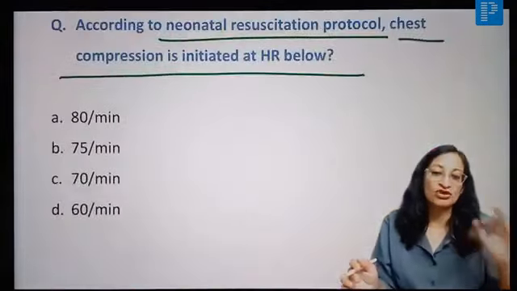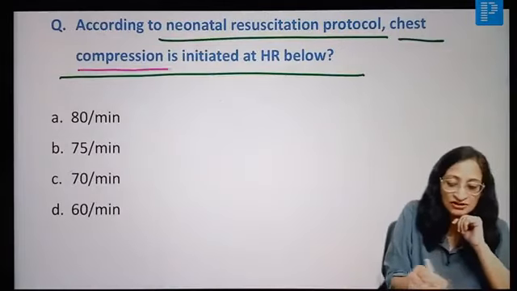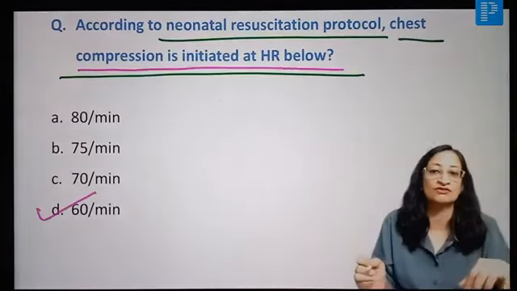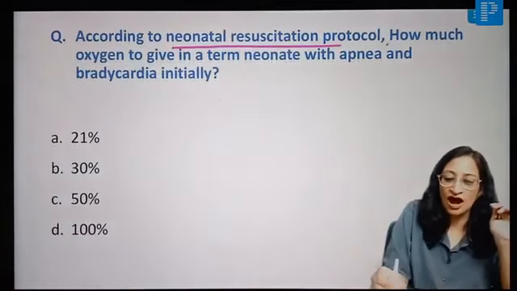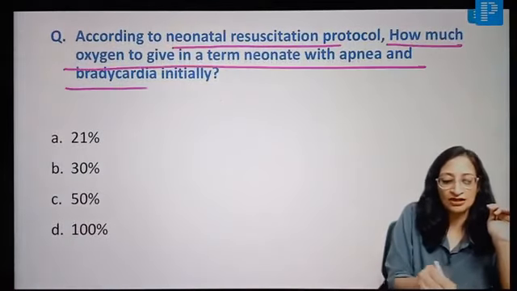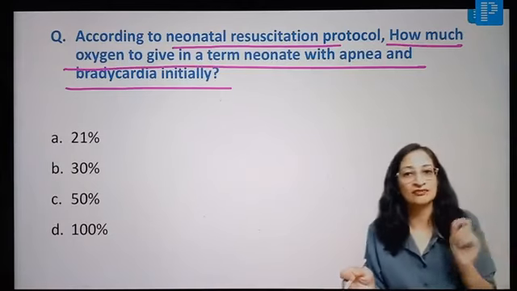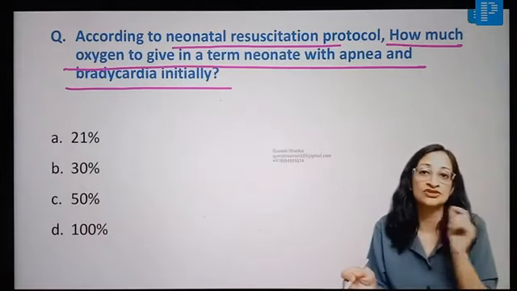Coming back to the question. According to neonatal resuscitation protocol, chest compression is initiated at heart rate below 60 per minute. No confusion on this. Now, according to neonatal resuscitation protocol, how much oxygen is to be given in a term neonate with apnea and bradycardia initially? So if a term neonate is having apnea and bradycardia, what will you do? Positive pressure ventilation using bag and mask.